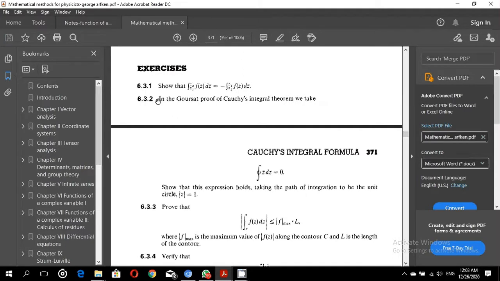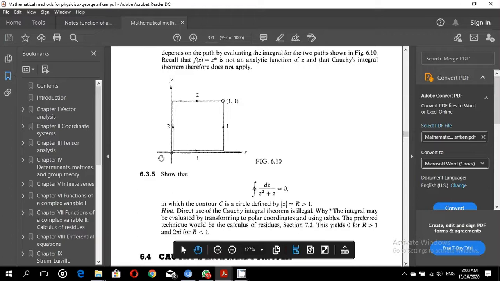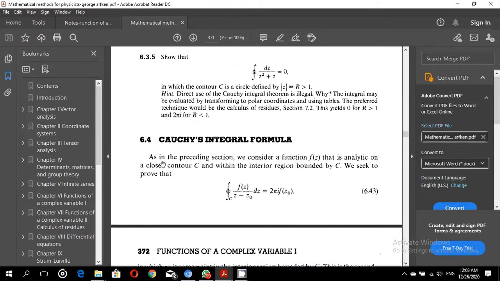After that, I would suggest that you solve the exercises 6.3.1, 6.3.2, 6.3.3, 6.3.4, 6.3.5, and so on. I will come back to the solution of these problems, but you must keep on trying as a group or individually. You can also consult other books on complex variables to solve these integrals.